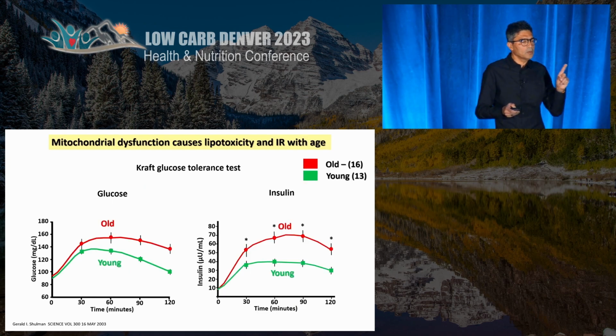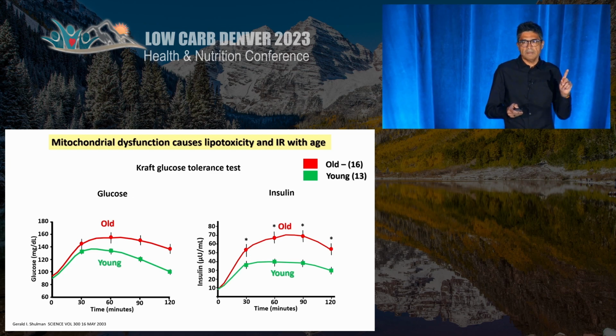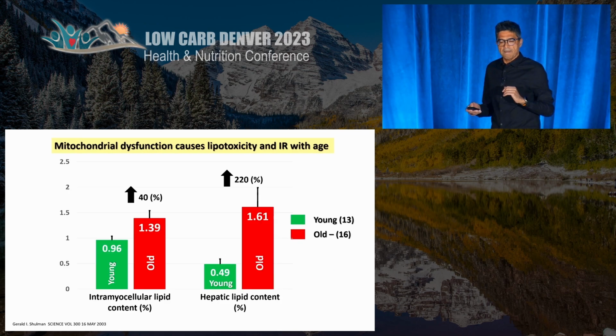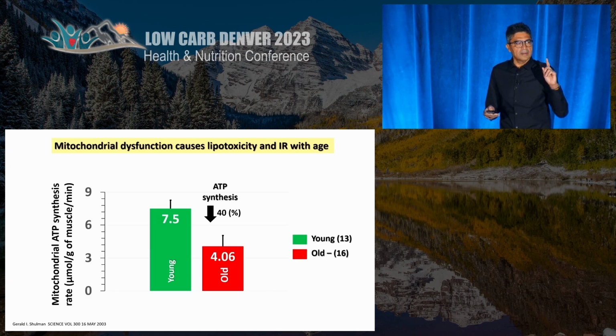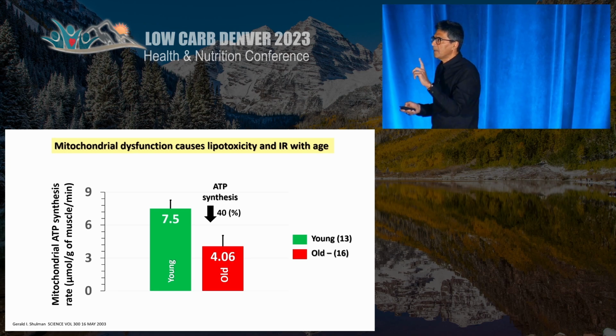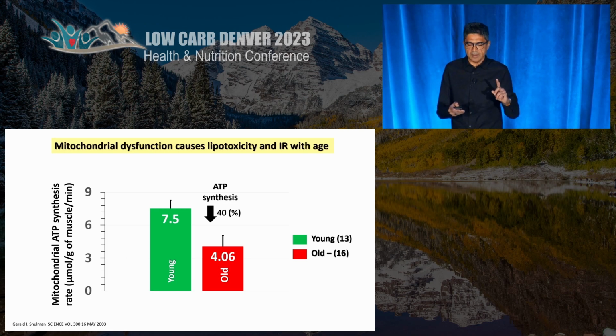But when a glucose tolerance test was done on them, the older individuals had higher glucose and higher insulin levels, indicating that they were insulin resistant. This was also accompanied by them having a larger amount of muscle fat and liver fat, and their mitochondria didn't function well because they were able to generate less ATP, or less energy currency.